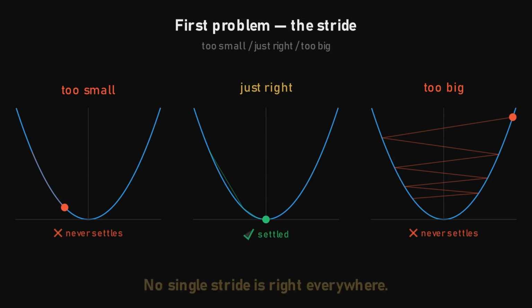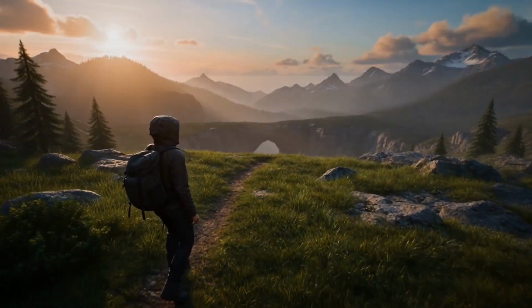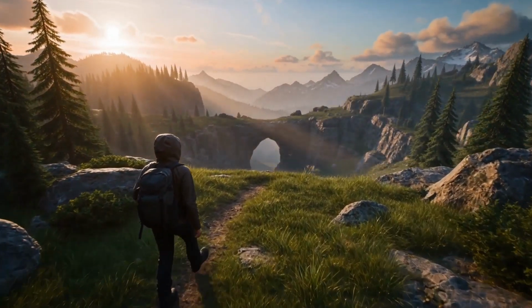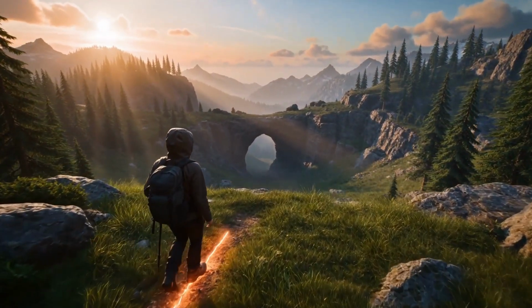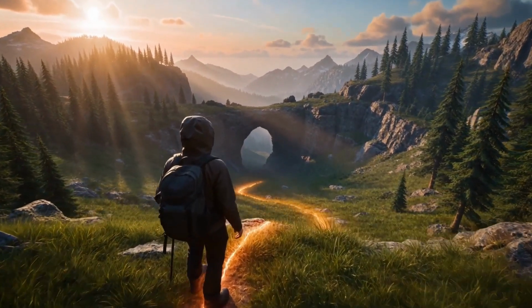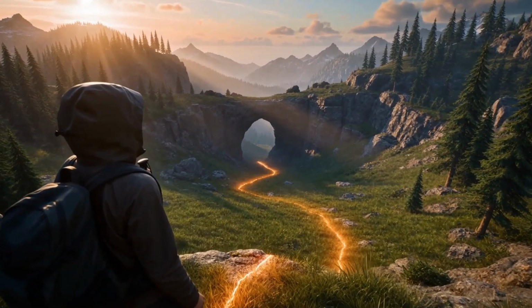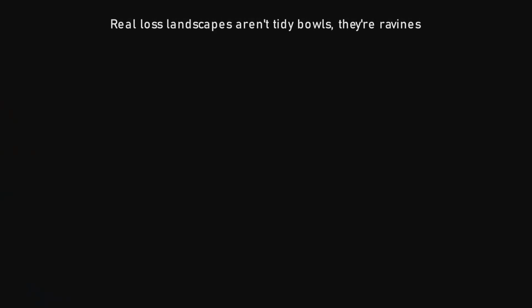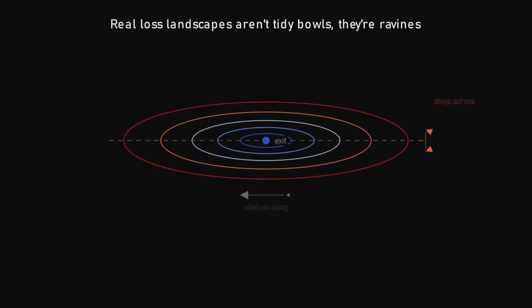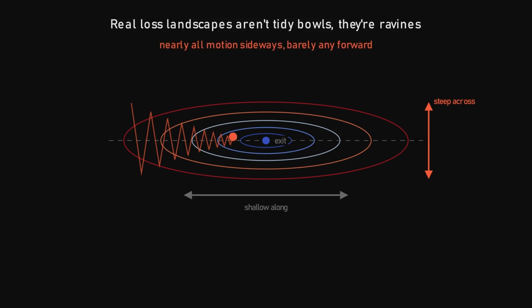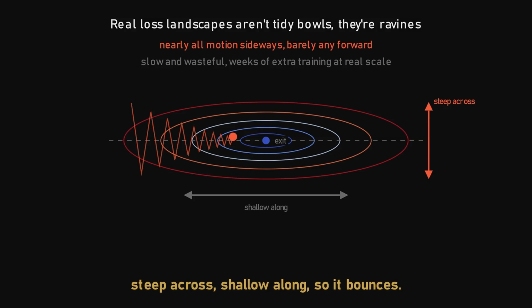Second problem is worse, and it's the one that matters. Real loss landscapes aren't tidy bowls, they're ravines. Long, narrow canyons, steep walls, a floor that slopes gently towards the exit. The slope under your feet is dominated by steep walls, so the gradient points mostly across the canyon, barely along it towards the goal. So you bounce wall to wall, wasting nearly all your motion sideways, slow, wasteful, and at real scale, it means weeks of extra training.